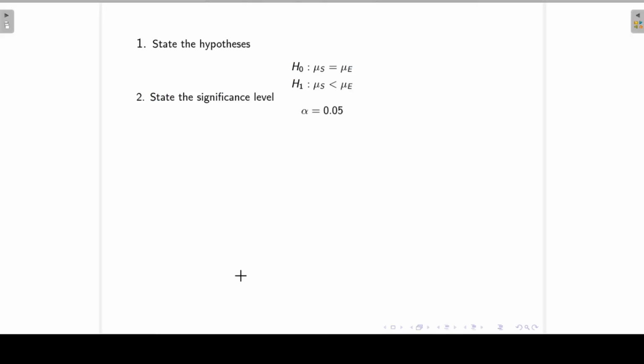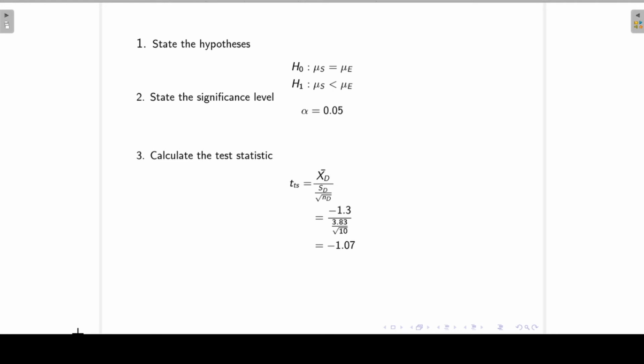Of course, our level of significance is 5%, and now we can substitute the mean and the standard deviation of the differences calculated in Excel into our test statistic formula. So the mean of the differences is minus 1.3, and the standard deviation of the differences is 3.83, and we divide it by the square root of the number of pairs, or the number of differences.